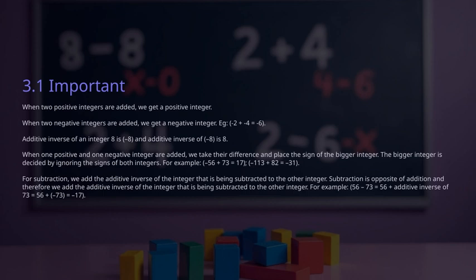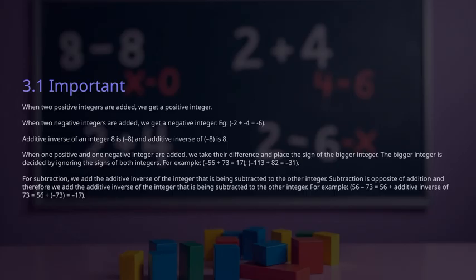When you're adding one positive and one negative number, the process is a little different. You find the difference between the two numbers, and then you take the sign of the larger number. That is, the one with the greater absolute value. For example, -56 plus 73 results in 17 because 73 is bigger than 56, and it's positive, so the answer is positive 17. Another example is -113 plus 82, which gives -31 because 113 is bigger, and the result takes the sign of the larger number, which is negative.